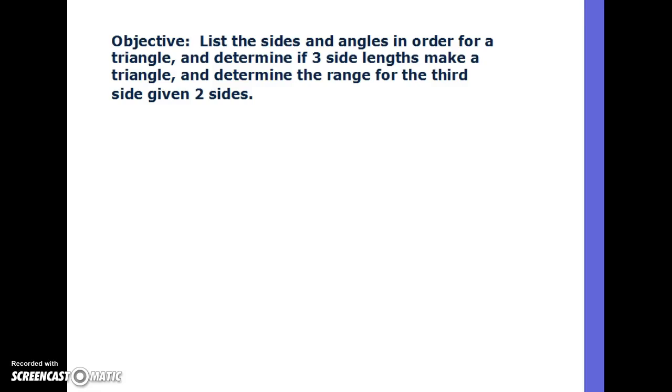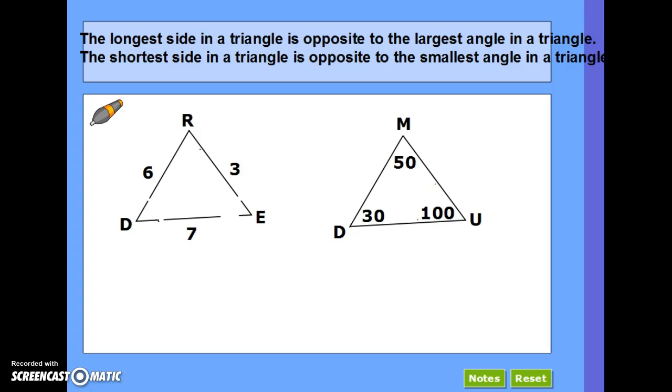In today's section, we're going to talk about triangle inequalities. Okay, the first property says the longest side in a triangle is opposite to the largest angle in a triangle. And then the shortest side in the triangle is opposite to the smallest angle in a triangle.